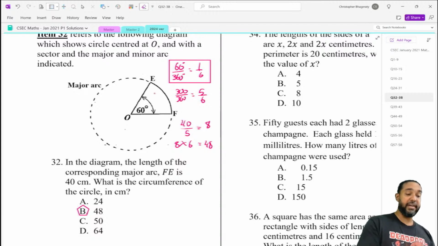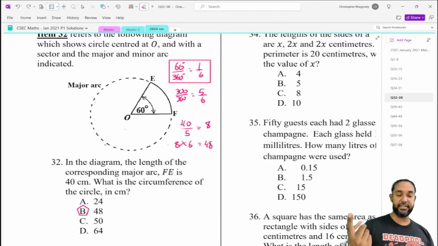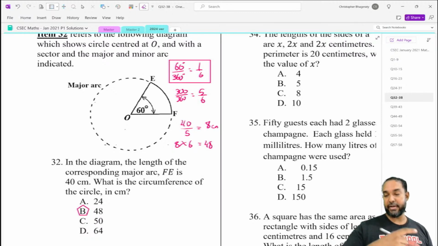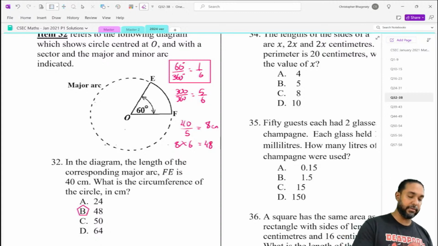Right. And if that's 1/6, it means that the remainder is 5/6. So if 40 centimeters is 5/6 of the whole circumference, you could divide 40 by 5 to find out what 1/6 is, which turns out to be 8 centimeters. And then you multiply that by 6. If 1/6 is 8, the circumference is 48. All right, you okay with that now? All right, no problem.